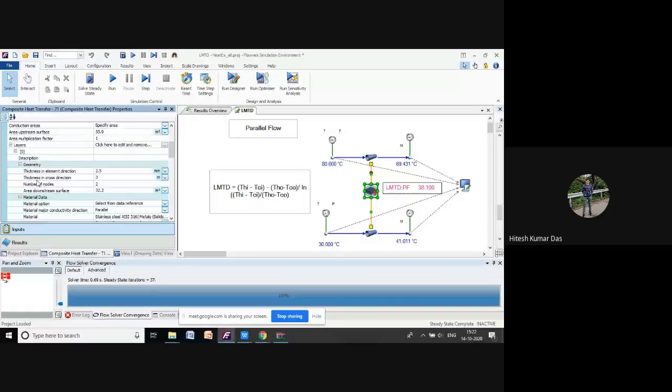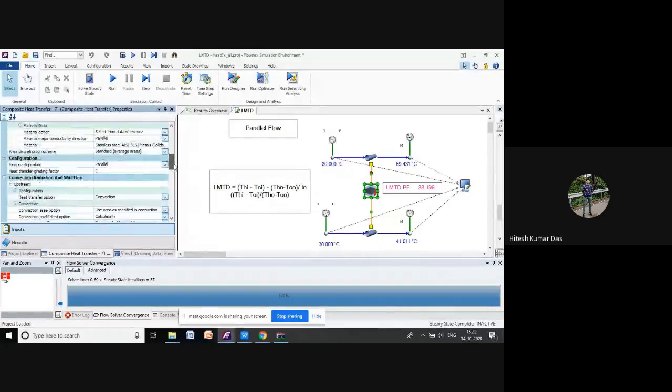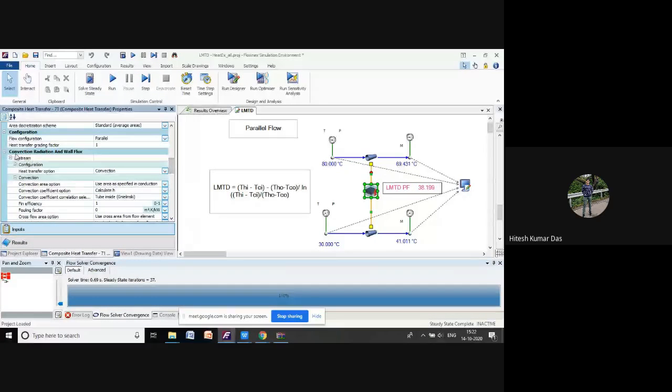Thickness in cross direction means the length of the pipe. The length of the pipe we have assigned here as 3. Number of nodes is 2. Here at 2 points we are calculating heat transfer. Next, the downstream surface area we are assigning as 32.2 square meters. Next we'll go for convection upstream.